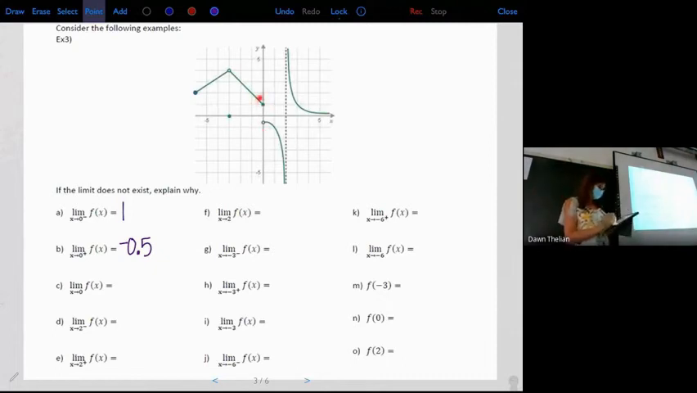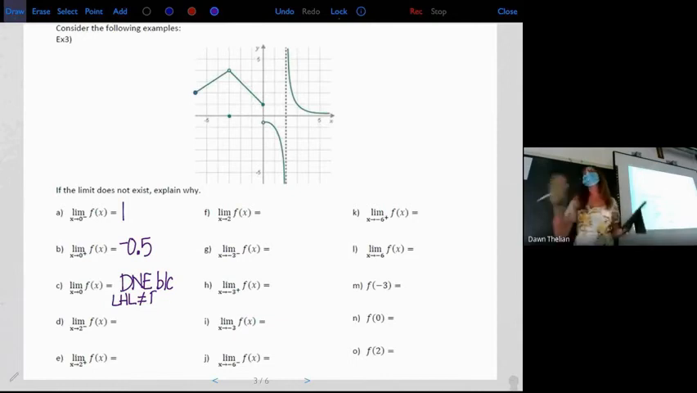So the limit as we approach 0 with no direction means from 2 sides, this one does not exist. And it asks us to explain why. So let's say because, and we'll abbreviate, left-hand limit does not equal right-hand limit. You could say because there's a jump or a break in the graph, but this is kind of a nice, concise way that's acceptable to say.